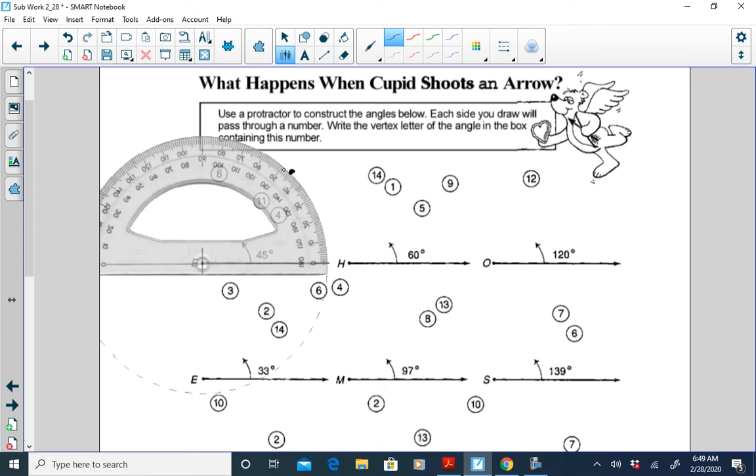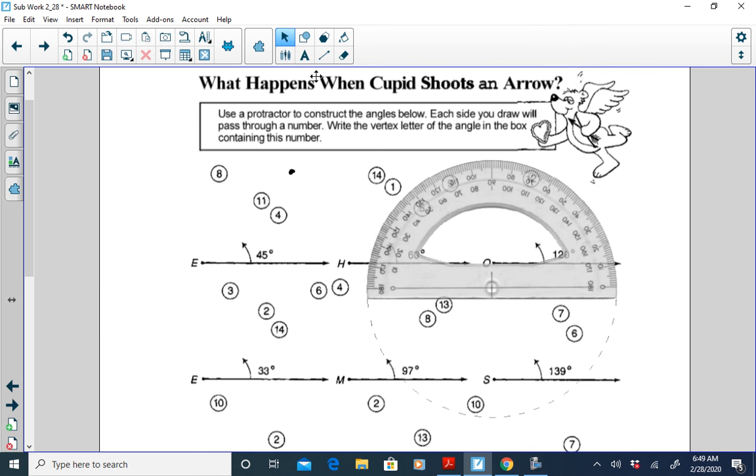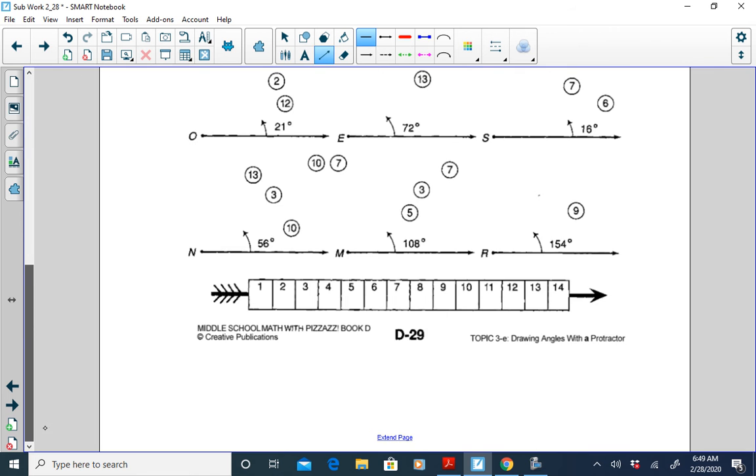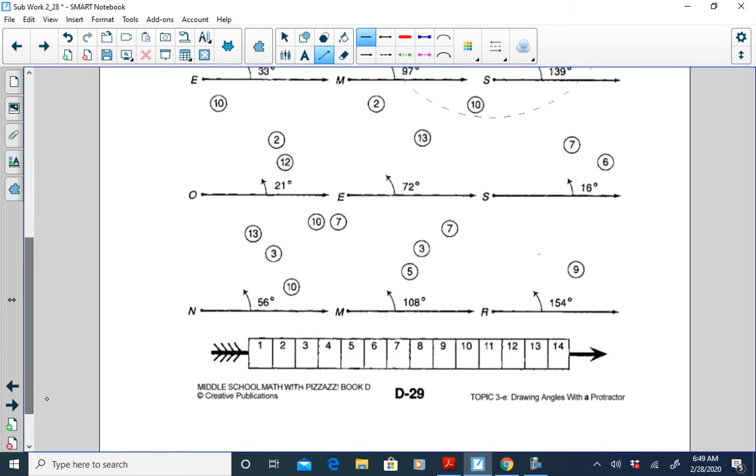45 is going to be right in between 40 and 50, right? Here's 40, here's 50. And then we move the protractor out of the way. All right, use a ruler or the edge of the protractor to draw a ray between there, and that's going to go through number 11. So for number 11 down here, we're going to put what letter? Number 11, we're going to put the letter E.